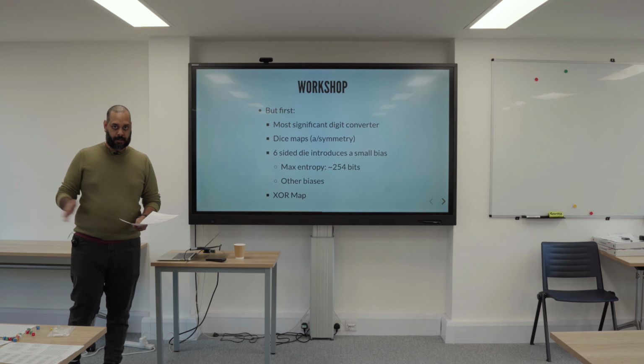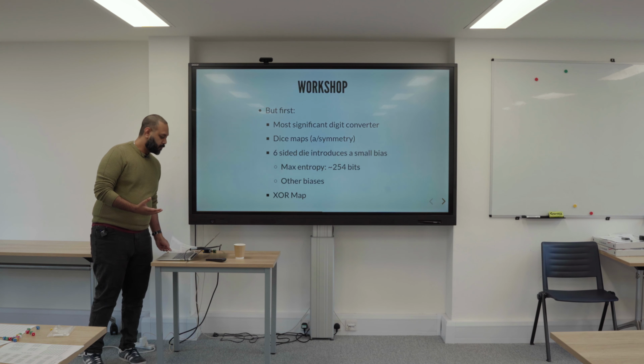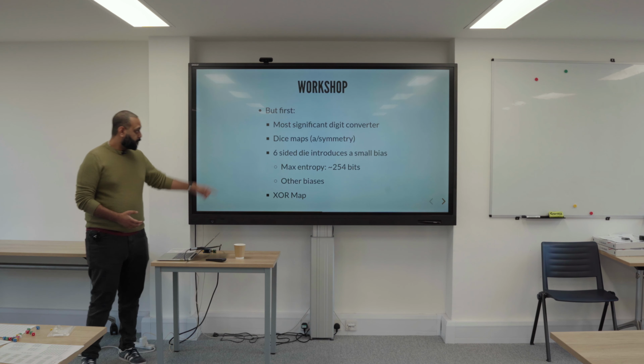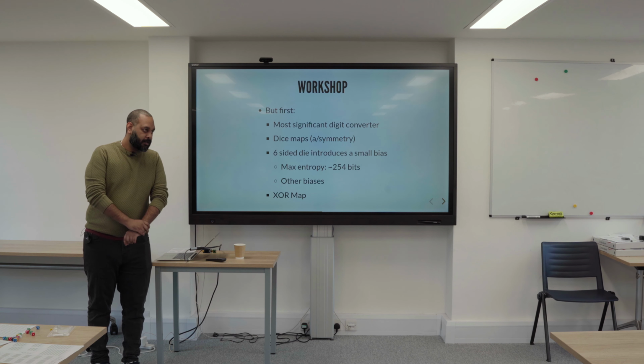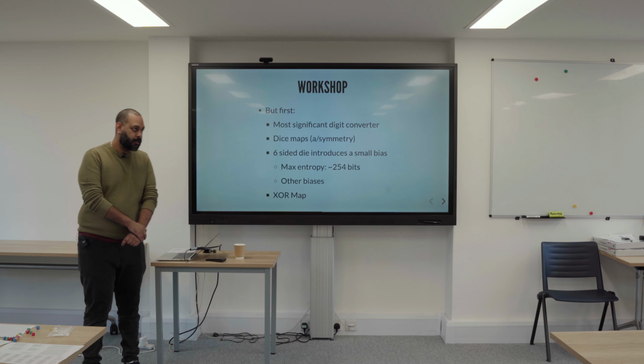There is a bias in this table because it didn't give you a perfect number of values to map. But I did a little bit of maths, and I worked out that with this method you're going to get 254 bits of entropy, which is still ridiculous. The reason we're using hexadecimals and not binary is just so we do fewer rolls. That's the only advantage.